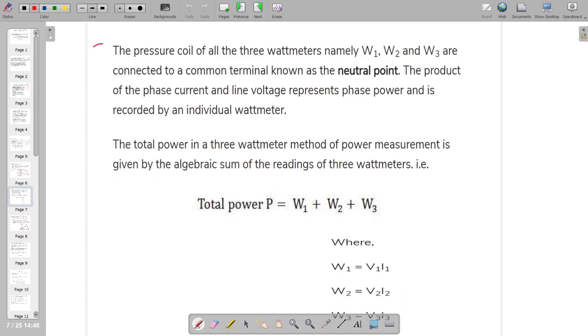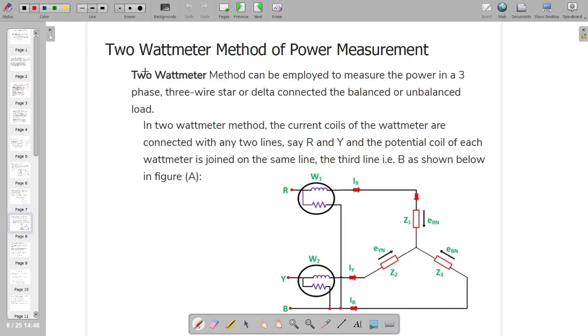So here also the same explanation is given. The total power is equal to W1 plus W2 plus W3, where W1 is equal to V1 into I1, W2 is equal to V2 into I2, and W3 is equal to V3 into I3. So till now we measured the three-phase power with the help of 3 wattmeters.